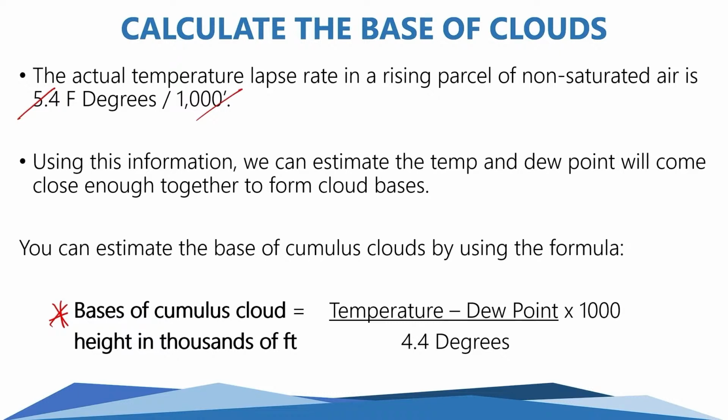So it's very simply, what we're going to do is we take the temperature and we subtract the dew point from that value, and that should actually be written a little bit differently. And we're going to divide that by 4.4, and then we're going to multiply that number by 1,000. Okay, and that's going to tell us the height in thousands of feet in terms of what those bases are. Okay, so temperature minus dew point divided by 4.4 degrees times 1,000.